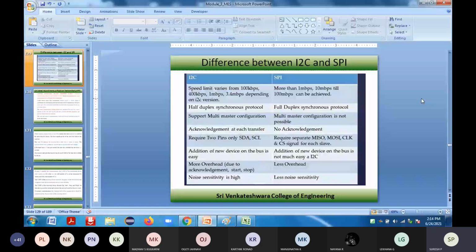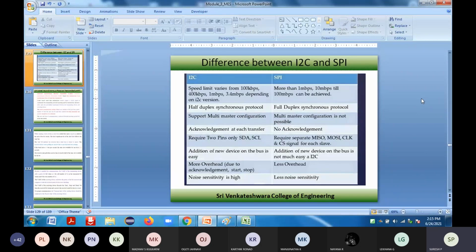Okay, since I2C has only 2 lines, addition of a new device on the bus is easy, whereas in SPI it is not as easy because you have 4 lines and only one master can be connected to each device, and there is a limitation on how many slaves can be connected to that particular master. You cannot connect more than one device to that particular device. So that is one overhead.